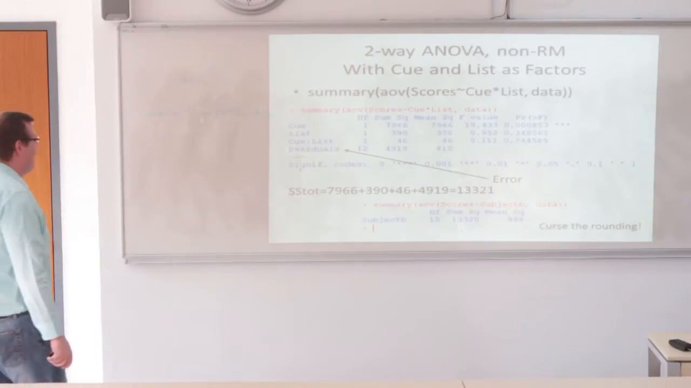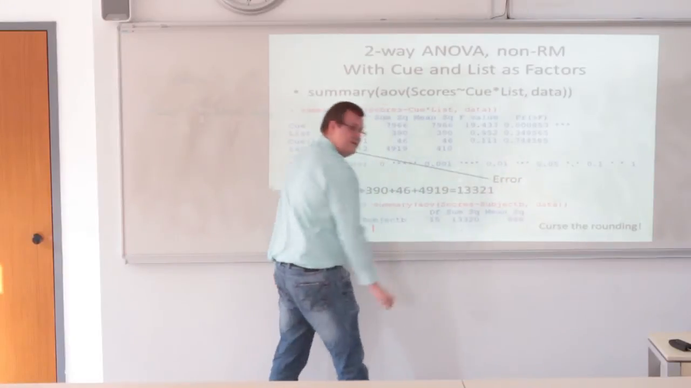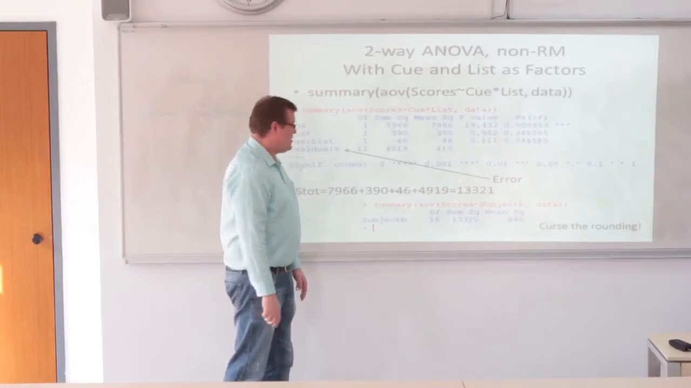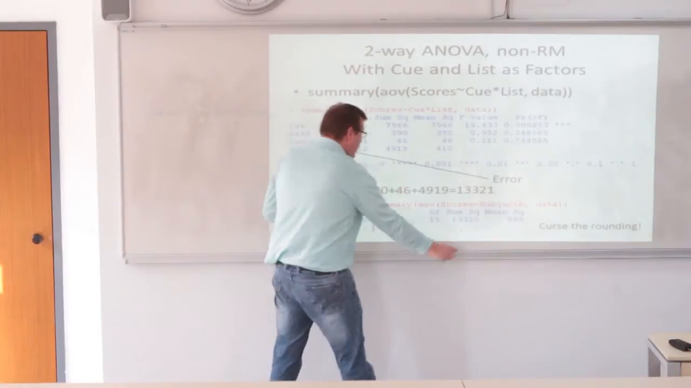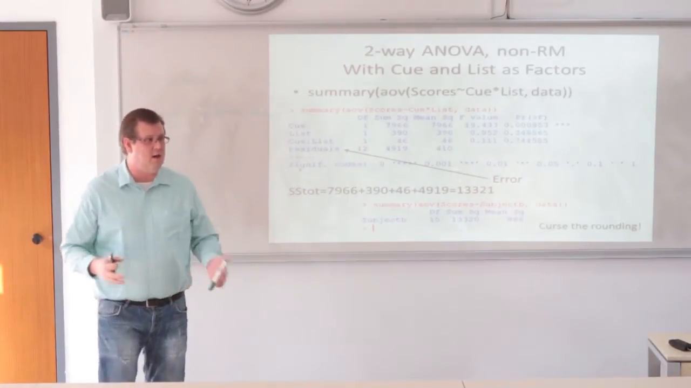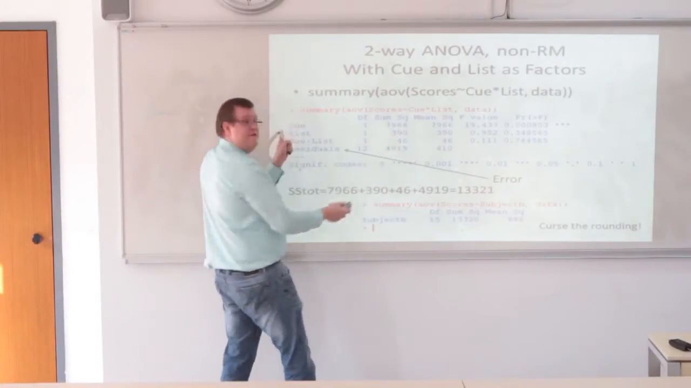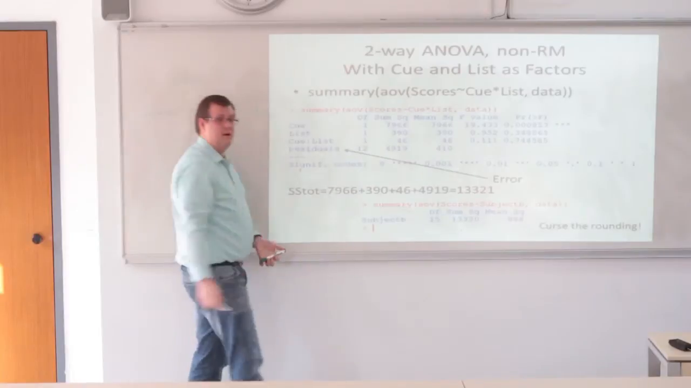Curse the rounding. But basically, all of this, that's this, right? So he was absolutely right. When we looked at all of the subjects and calculated the sum of squares for all of the subjects, that includes the effects of, well, all of the effects that there were, plus the error, right?